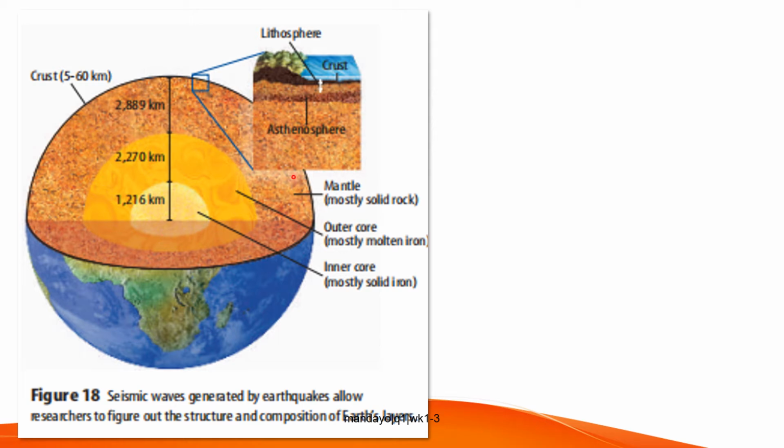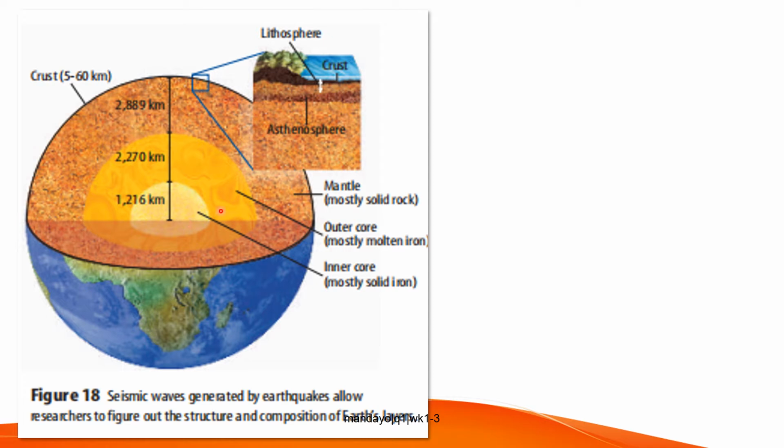This layer of solid rocks is what we call the mantle. A special layer at the top of the mantle is what we call the lithosphere. It is made up of a portion of the crust and a portion of the mantle. And lastly, the crust is the outermost layer of the Earth.